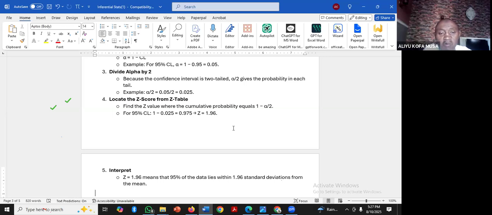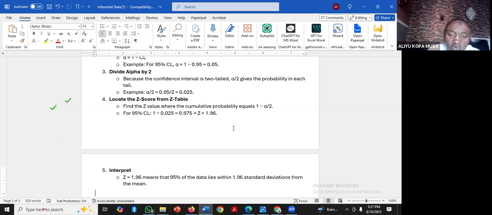What are we dividing by 2? The alpha we calculated in step number 2. The alpha for 95% is 0.05, so you divide it by 2. Then you get 0.025.